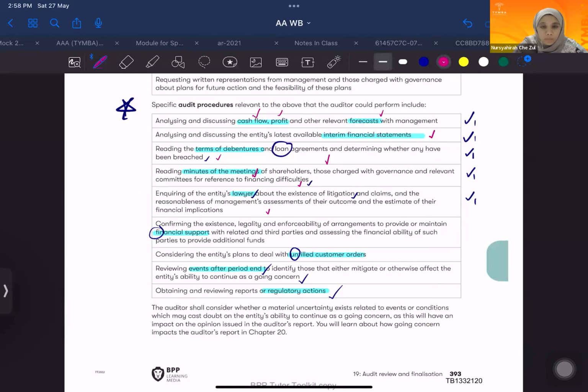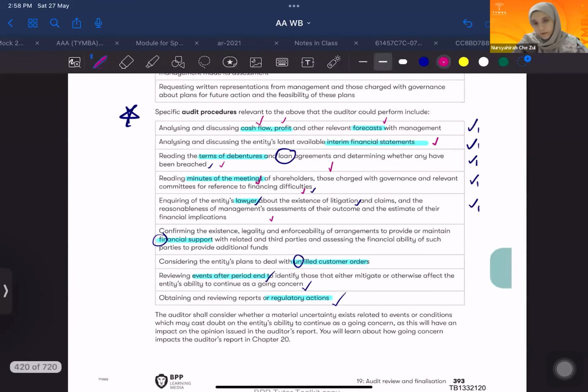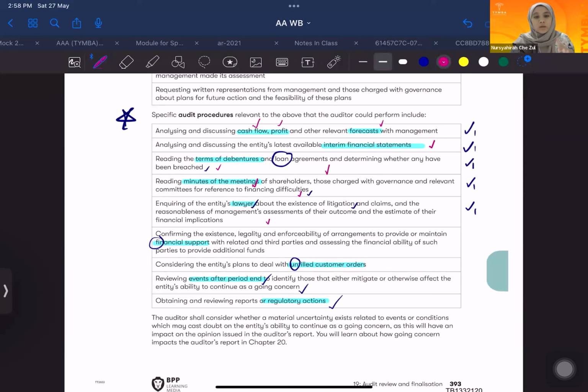Okay, and the following points also can use lah, but I prefer the first 5. So up to you. You pick which one you prefer. You memorize around 5, then you are good to go to answer audit procedure relating to going concern. Okay, alright, done. That is procedure.